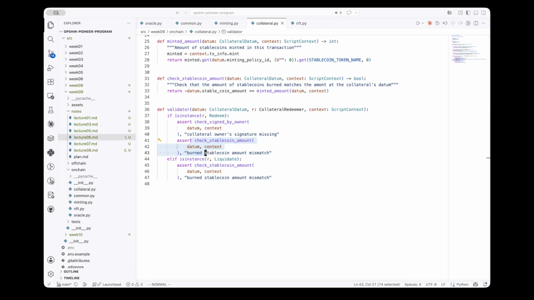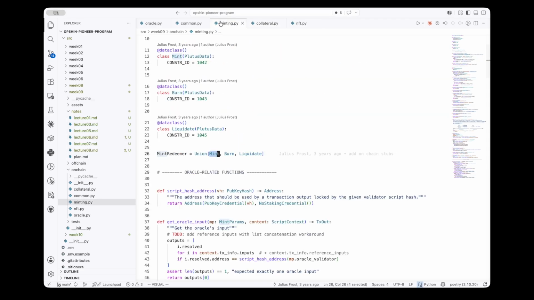And then in the second case, the liquidation, we just need one check, that the coins burnt equal the coins originally minted. So again, the same check as above. And here we don't check the signer, because the whole point of the liquidation is that someone else can do it.